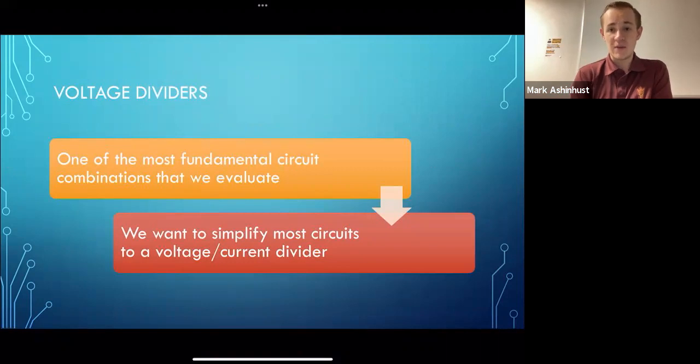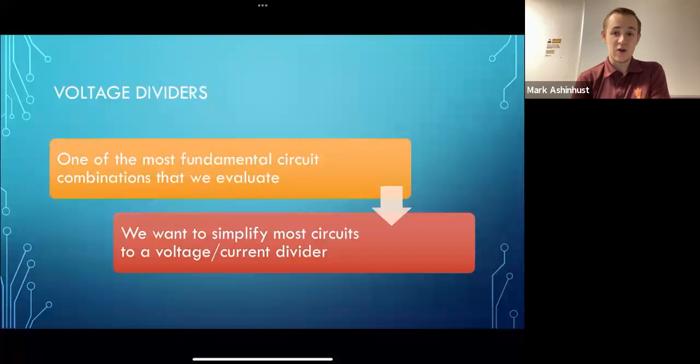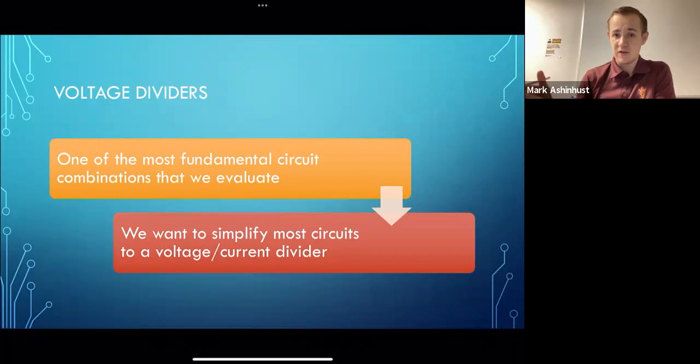So now we'll move into the next topic, which are voltage dividers. So that ends the active passive sign convention. Voltage dividers are one of the most fundamental circuit combinations that we're going to evaluate. And it's one of the very first ones we went over. Most of the time, we want to simplify our circuits into these voltage and current dividers. We've already learned nodal mesh analysis, superposition. We would really like to be able to solve these rather than using any of those other methods. If you remember, nodal mesh analysis is one of the last things that we want to do.